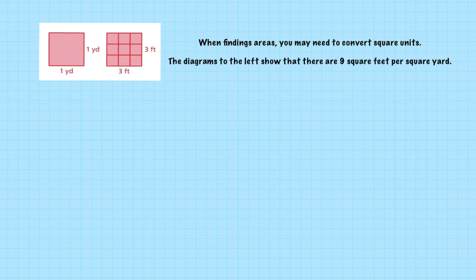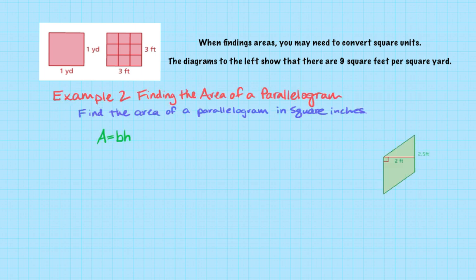You can use a similar procedure to convert other square units like we'll show in example 2. Make sure you've written this down and we'll do example 2. Example 2 is finding the area of a parallelogram. And what you'll notice is that the beginning of this says find the area of the parallelogram in square inches. They give us the dimensions over here in feet. So we're going to have to do a little converting in just a moment. And that's where all of this information is going to come in handy.